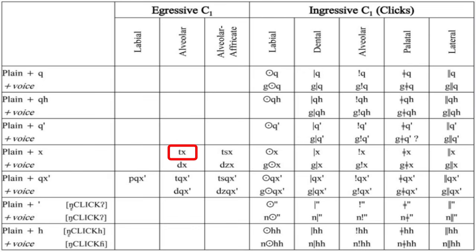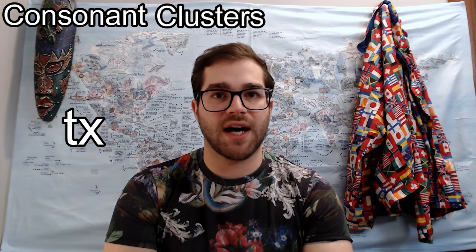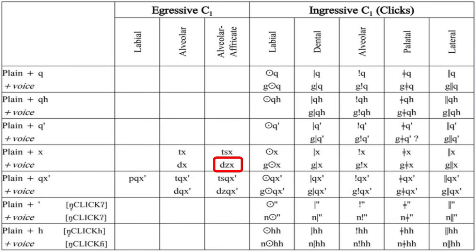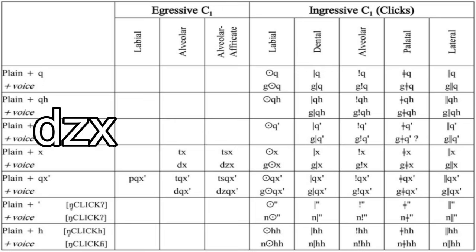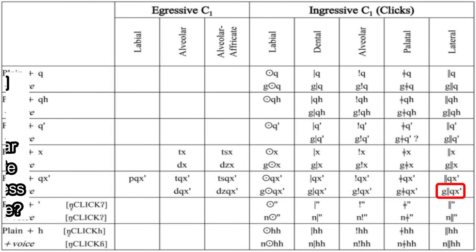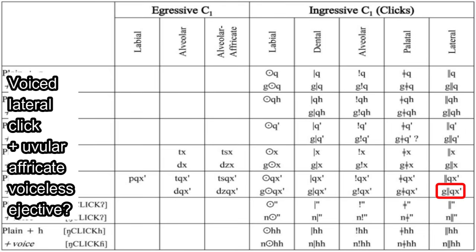You got the easy ones here, like this one, which is basically just a T and Ch together, so tch, tch, tcha. Or the dzch, which is basically dzch, dzch, dzcha. But the vast majority are absolutely ridiculous. Look at this thing, for example. A voiced lateral click combined with a uvular affricate voiceless ejective. I can't even begin to imagine how in the world that's possible to pronounce, but I'm gonna try.